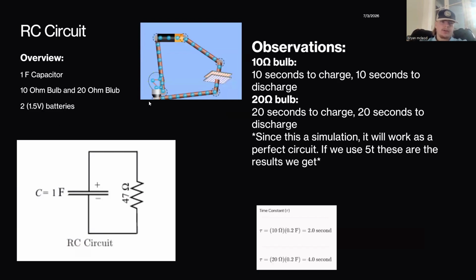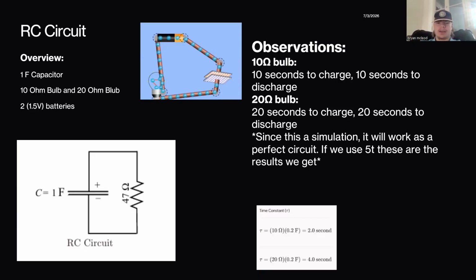And then RC circuit. So the overview of our RC circuit, we had a 1 F capacitor, a 10 ohm resistor, a 20 ohm resistor, and then two 1.5 volt batteries. What did we observe? We observed that in a perfect simulation like this, it should take the same amount of time to charge as it takes to discharge. So it took 10 seconds to charge the 10 ohm circuit, so it should take 10 seconds to discharge. It should take 20 seconds to charge the 20 ohm circuit, and its discharge should be equal, so it should take 20 seconds.